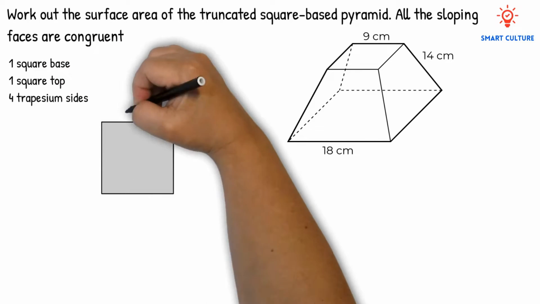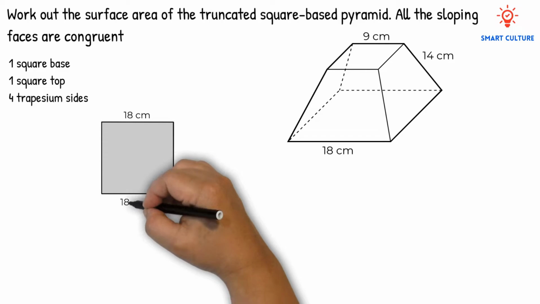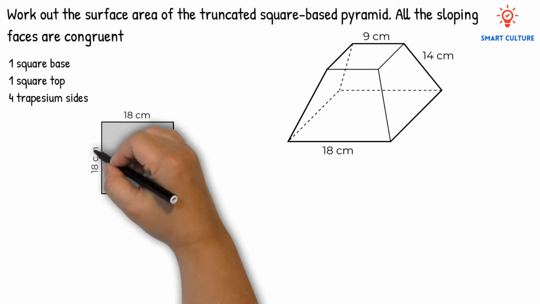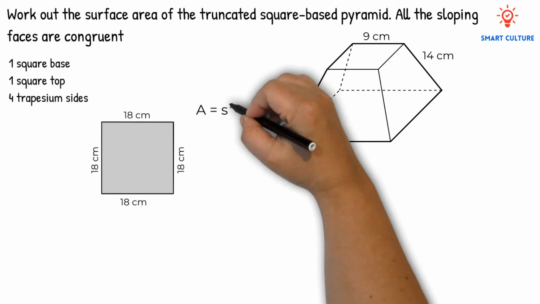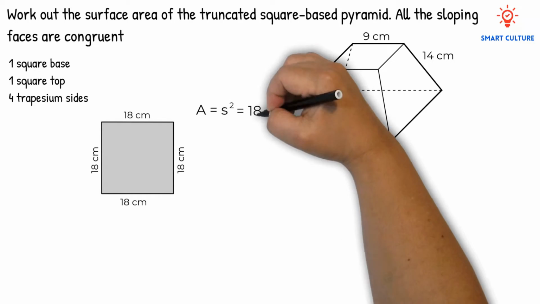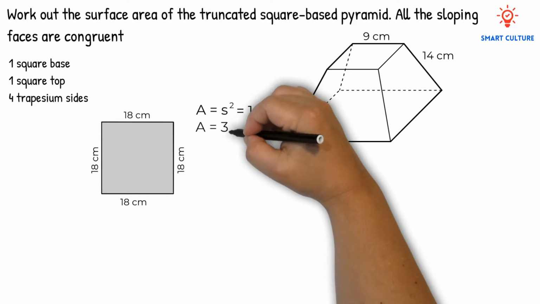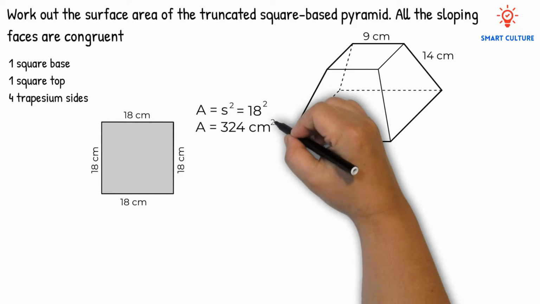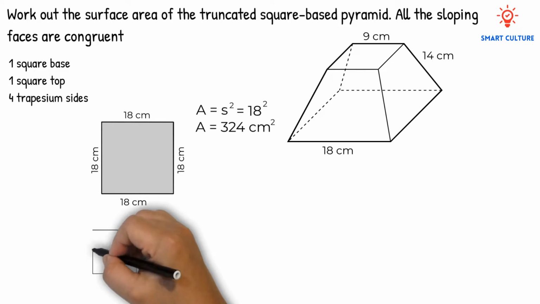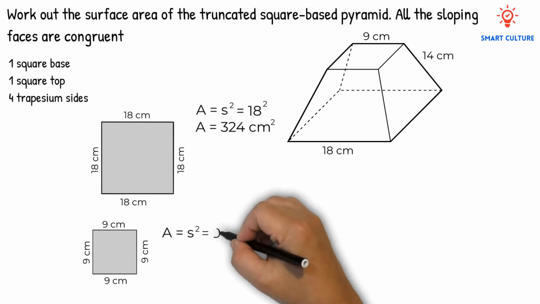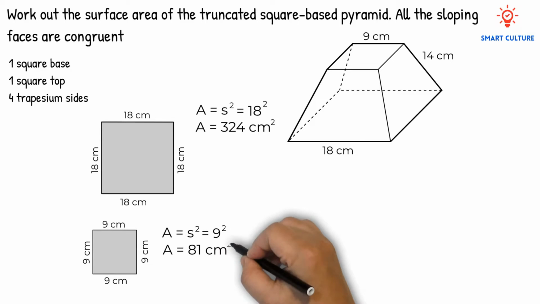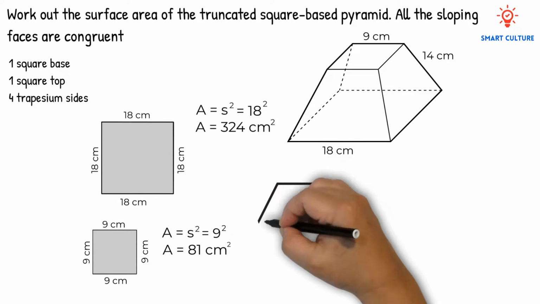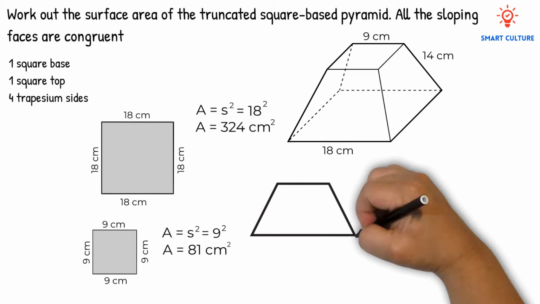So let's start with the square base. The area in this case will be 18 squared, since we are working with a square as a base, and that equals 324. Let's move on to the top square. This side here is equal to 9, so if we square this, we get 81. Next, we have to work out the area of the trapezium.